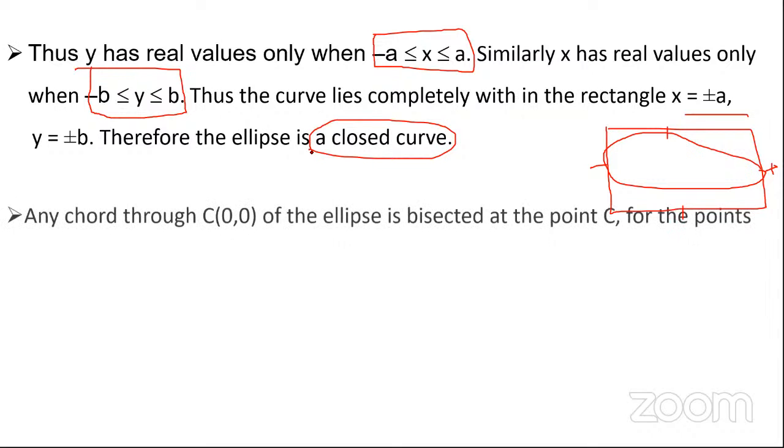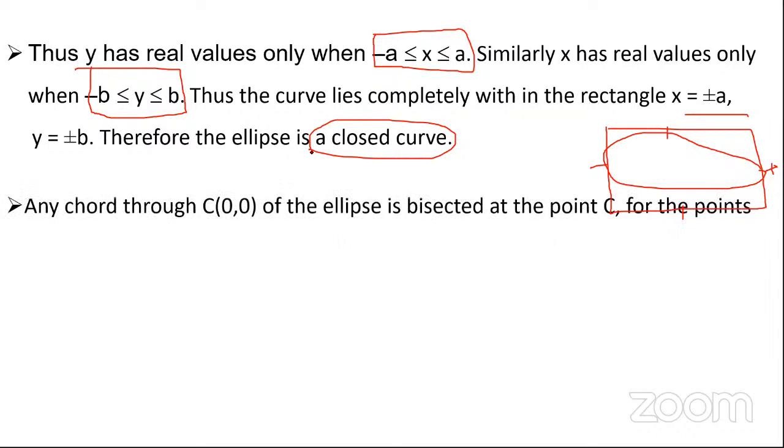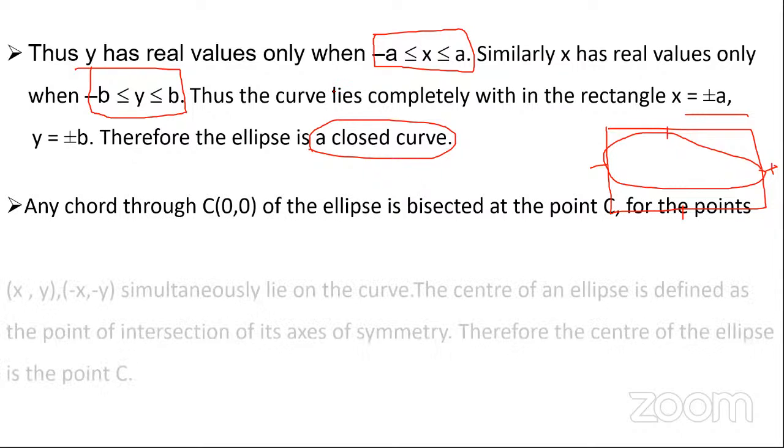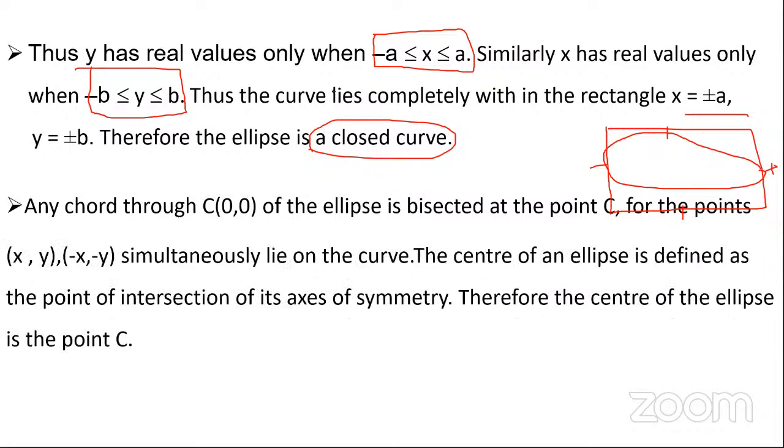Any curve with center C at 0 comma 0 is bisected at the point C if the points x comma y and minus x comma y simultaneously lie on the curve. The center of an ellipse is defined as the point of intersection of its axes of symmetry. That is nothing but saying symmetry. Therefore, the center of the ellipse is nothing but C.